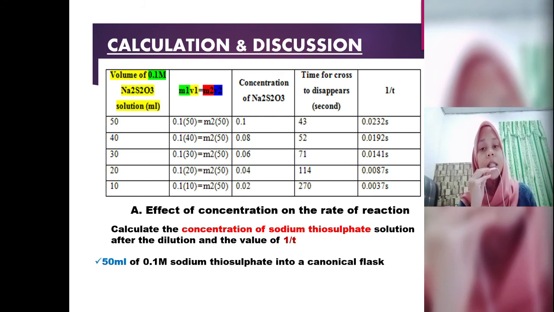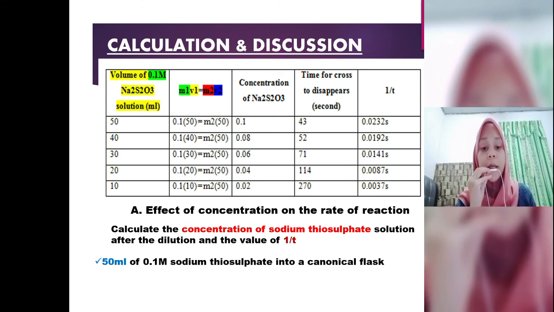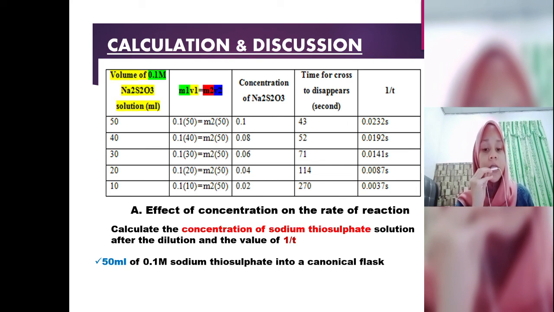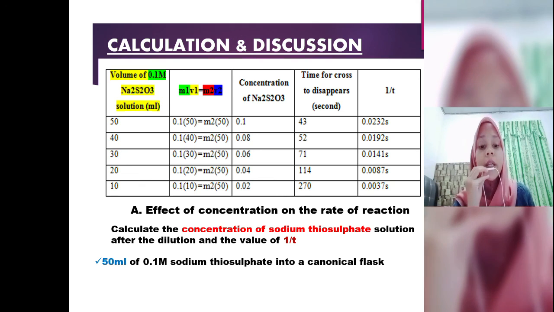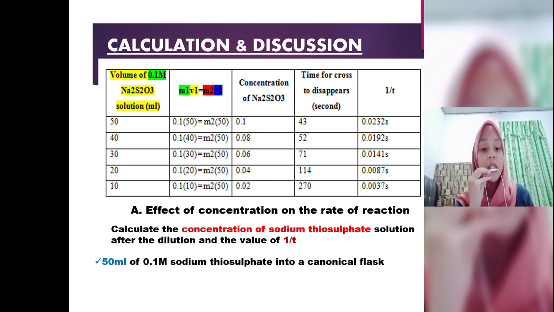Calculation and discussion for part A. The table shows the result of the effect of concentration on the rate of reaction. We have calculated the concentration of sodium thiosulfate solution after the dilution and the value of 1/T. 1/T represents the reaction rate.